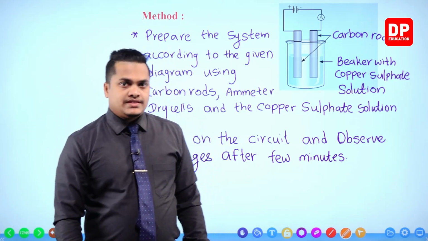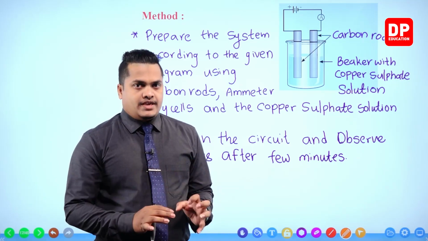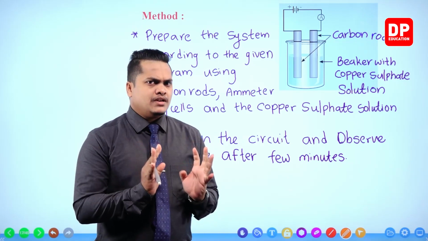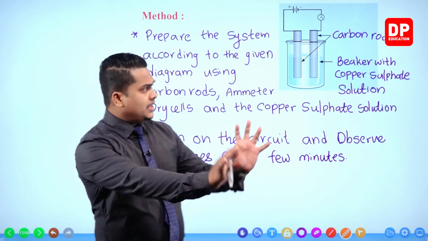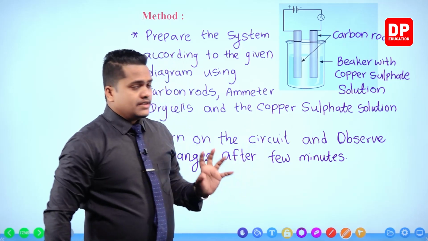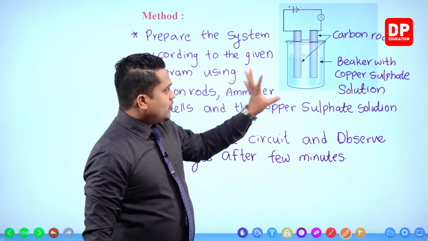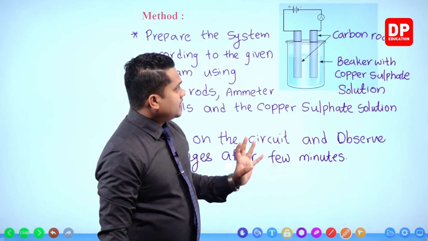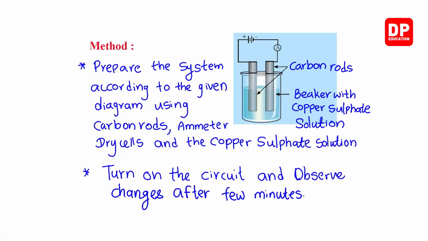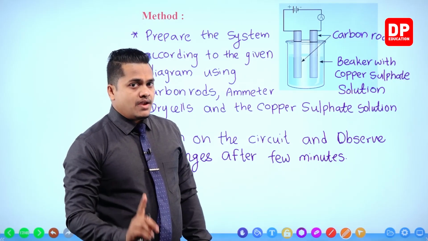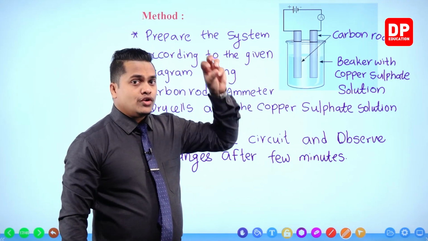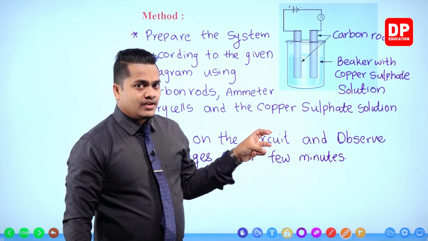So this is the way of doing the experiment. It's very simple, my dear children, a very simple experiment. You prepare the system according to the diagram given. You dip the two carbon rods into the copper sulfate solution and connect the two carbon rods to the dry cell through the ammeter. Remember, these two carbon rods should not touch each other.